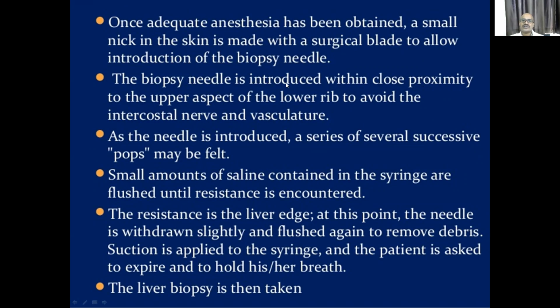The needle is introduced in close proximity to the upper aspect of the lower rib to avoid intercostal nerve and vascular damage. As the needle is introduced, a series of several successive pops may be felt. A small amount of saline contained in the syringe is flushed until resistance is encountered. The resistance is the liver edge. At this point, the needle is withdrawn slightly and flushed again to remove debris.